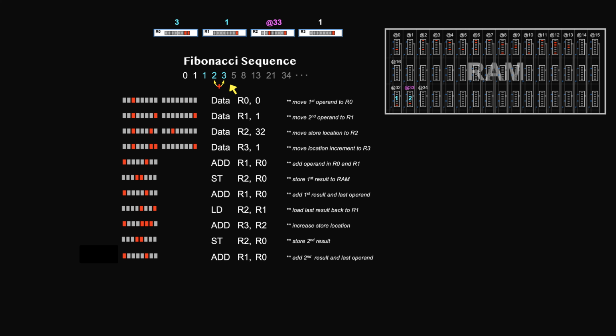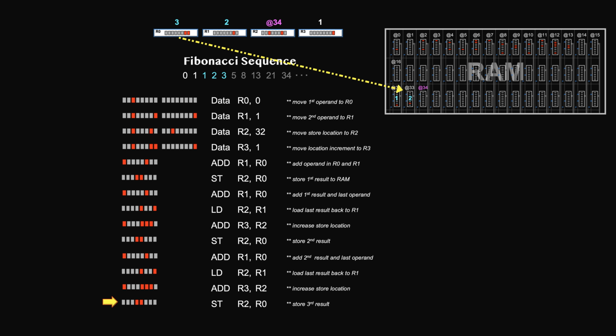Now 2 is gone, but it's available in RAM, so we need to bring it over. This pointer is currently pointing at it. So before we increase the pointer, we load these 2 back from RAM according to R2. So a load instruction here. After that, we can increase the pointer by 1, and then store 3 according to the new location.